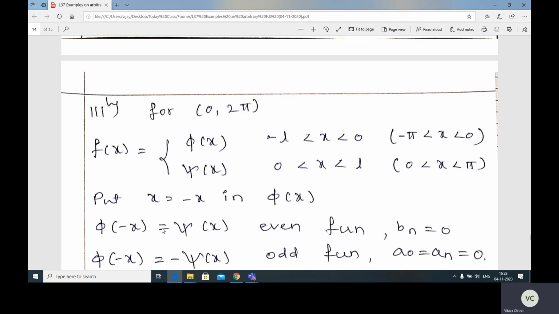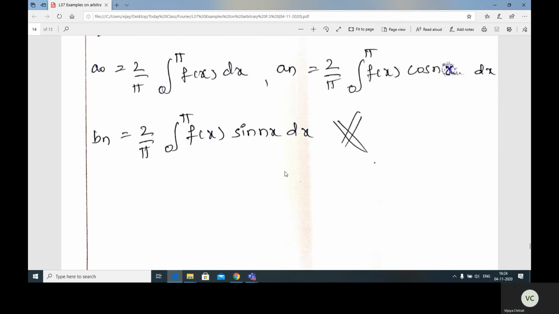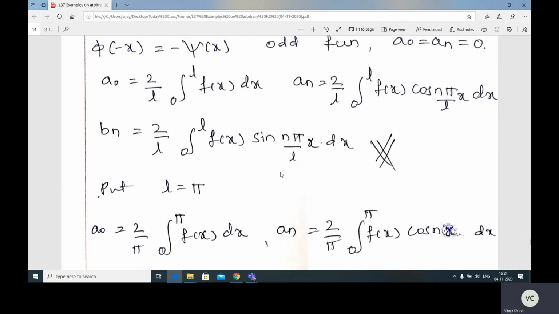And similarly for 0 to 2 pi, to check even or odd function, substitute x as 2 pi minus x. If you get psi of x, even function, bn is 0. If you get minus psi of x, odd function, so a0 and an both equal 0, right? And here a0, an, bn will be like this for odd and even nature.